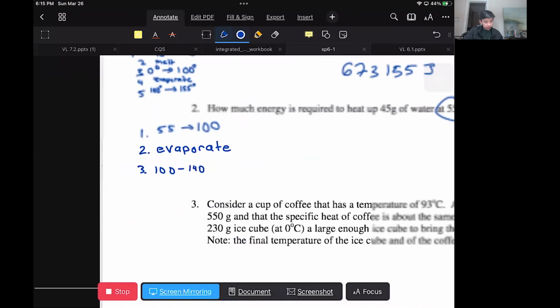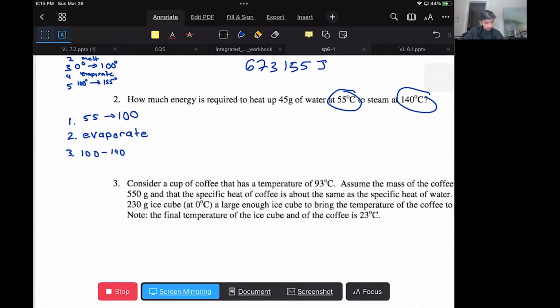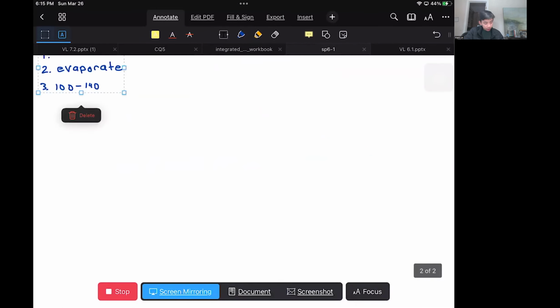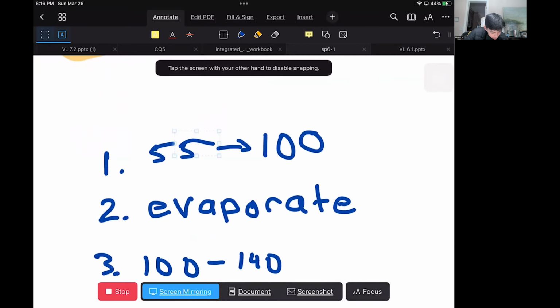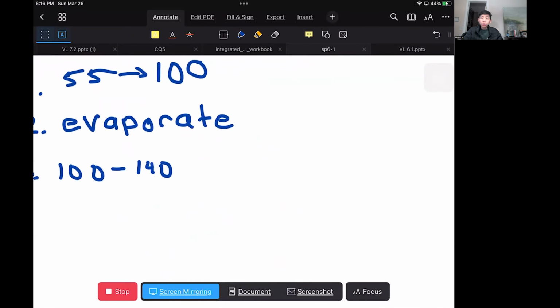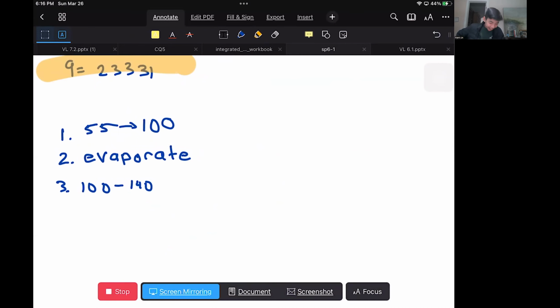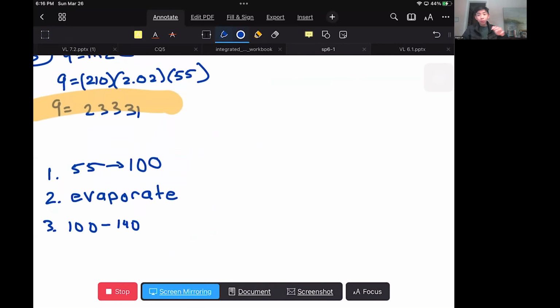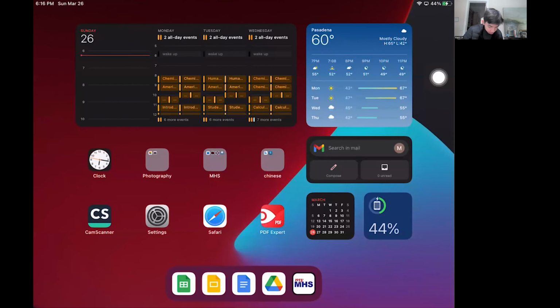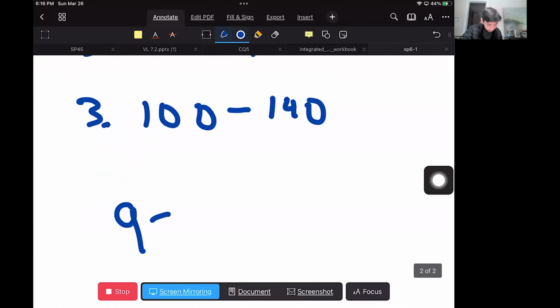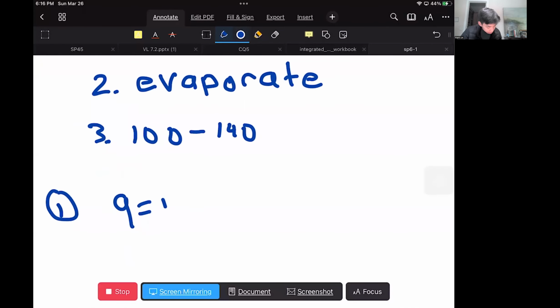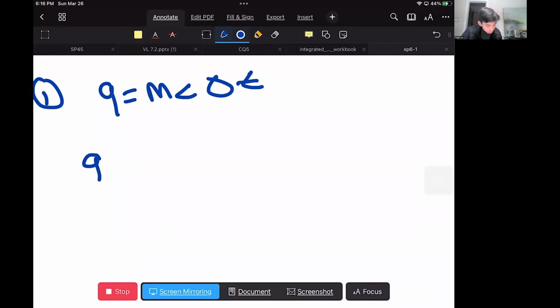Let me do this on another sheet of paper. All right, cool. 55 degrees Celsius to 100 degrees Celsius. We need to raise it, right? 55 to 100. Whenever we raise temperature, that's going to be Q equals MC delta T. So Q for step number 1. Q is what we're trying to find.